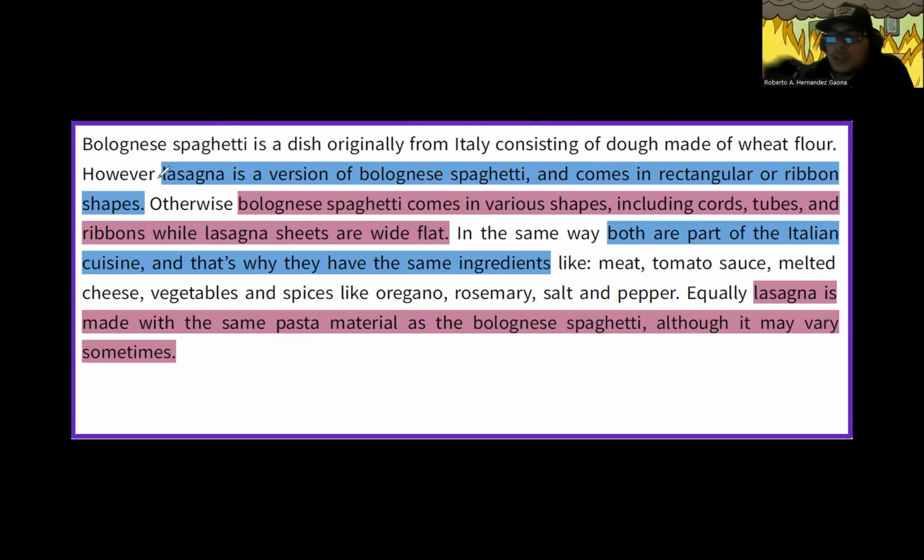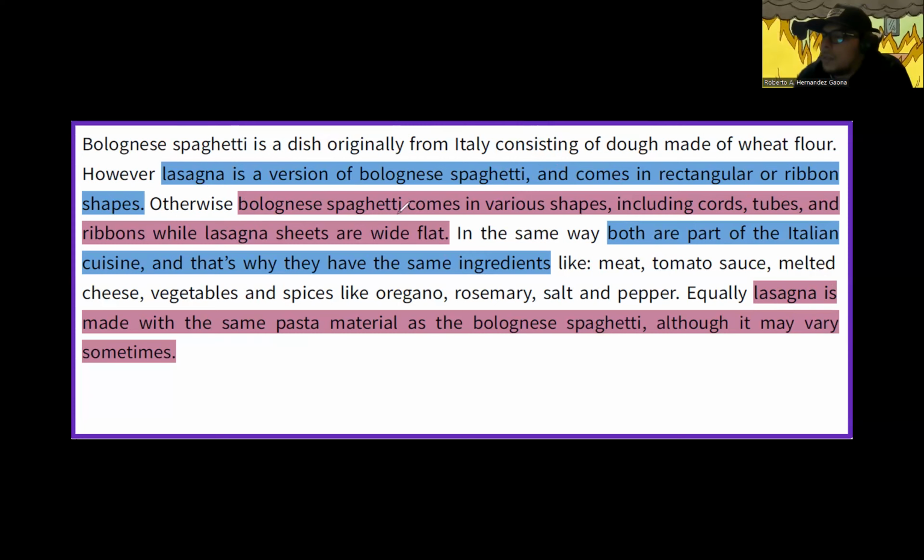Sometimes people add transitions and connectors at the beginning of a sentence, but do not add the comma. You need commas with these guys. For example, with equally, we got equally right here. Equally, and then lasagna is made, and then in the same way, you would use another comma right there. So make sure you add those. Don't omit it, please. Okay, let's see this one, the one that says otherwise. Yeah, commas all around.